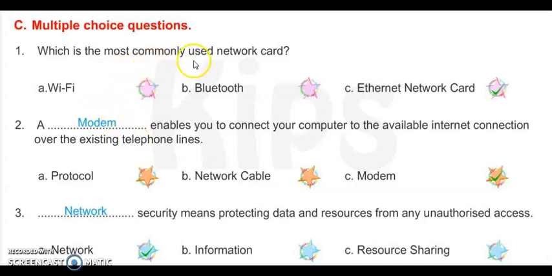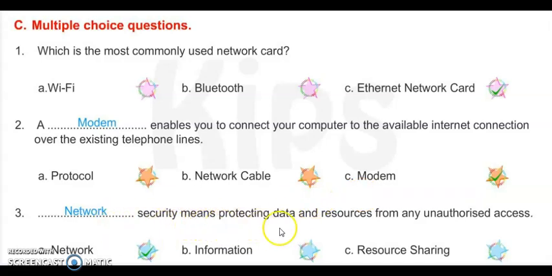Which is the most commonly used network card? It is Ethernet network card. You have to take here and write all the options and take the right answer. Okay. Next, number 2, a dash enables you to connect your computer to the available internet connection over the existing telephone lines. Answer is modem. Okay, you have to take here modem.